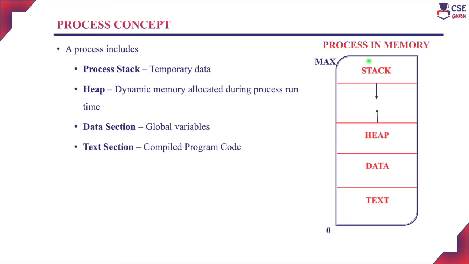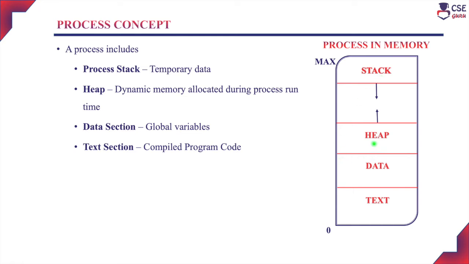This is the structure of a process in memory. The process may include the process stack, heap, data section and text section. That is, each process will have all these sections in memory. The stack section is used to store temporary data during process execution, that is, the local variables, return address, or the function parameters. So this information will be stored in the stack data structure temporarily.